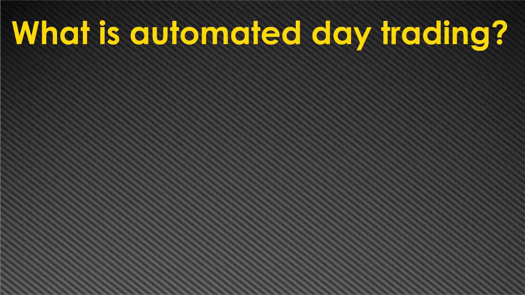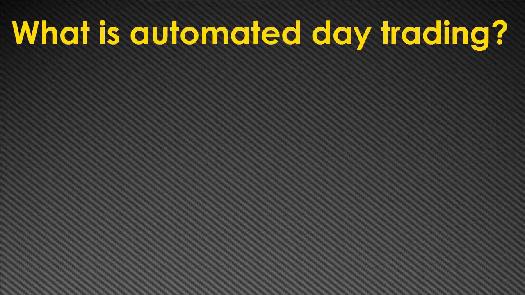So the first thing that we'll cover is what is automated day trading. Automated day trading requires a strategy. A strategy is essentially a set of rules that define all trade entries, exits, and position sizing. For discretionary traders, this is known as a trading plan. For automated or system traders, we call this a strategy.